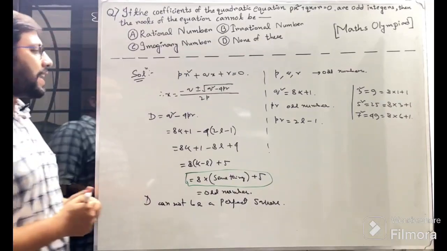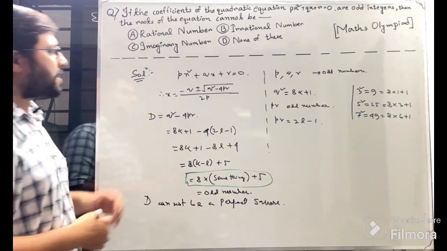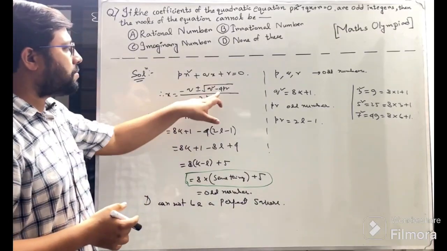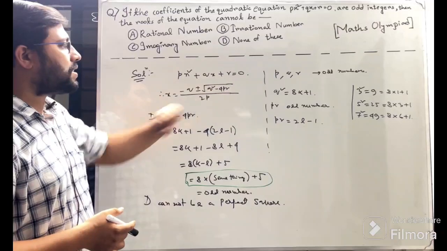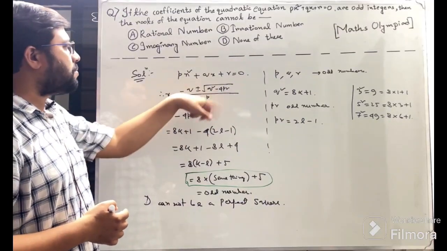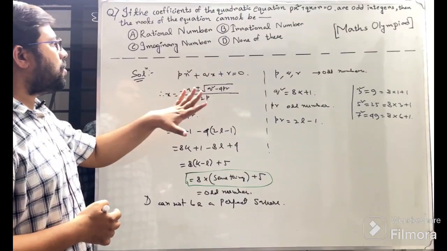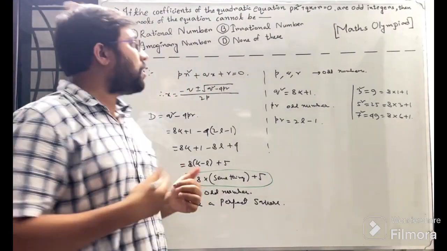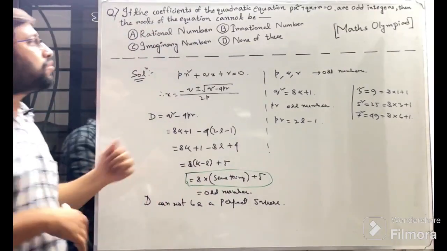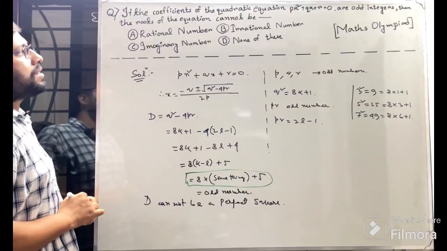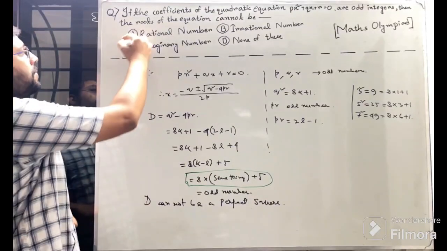And another thing is that it may be possible that q square is less than 4pr. Then the roots become imaginary. So this is another option, which may be true for some different values of p, q, r. So our correct option is D. The roots cannot be rational number.